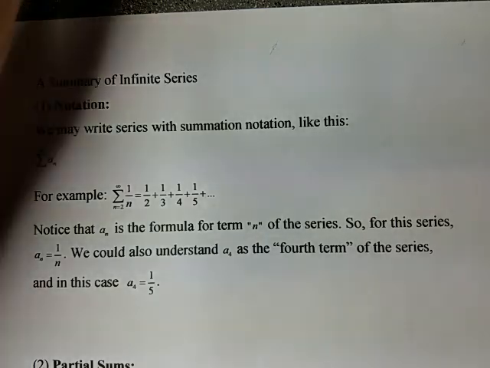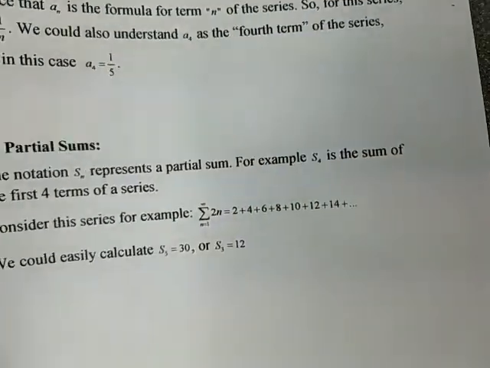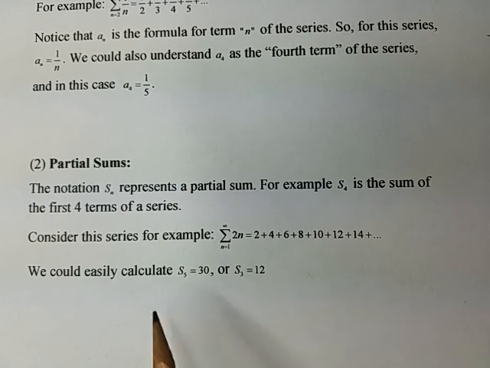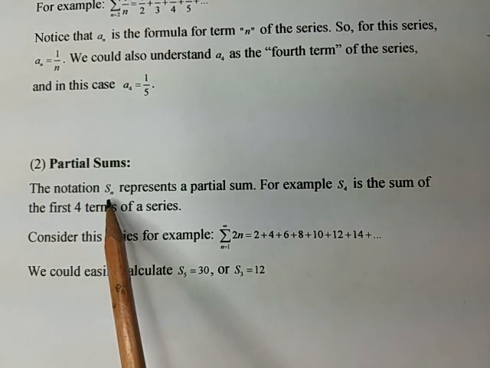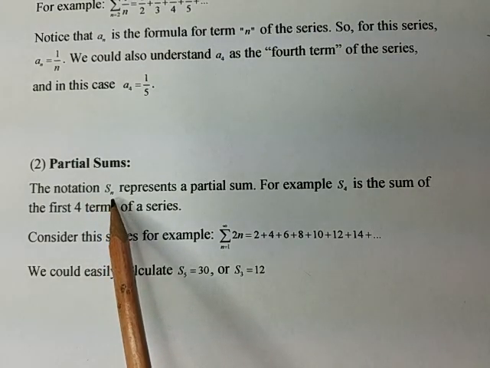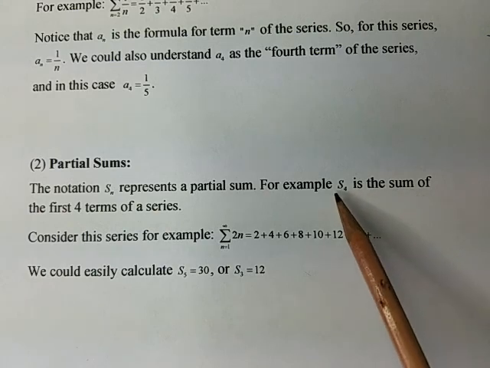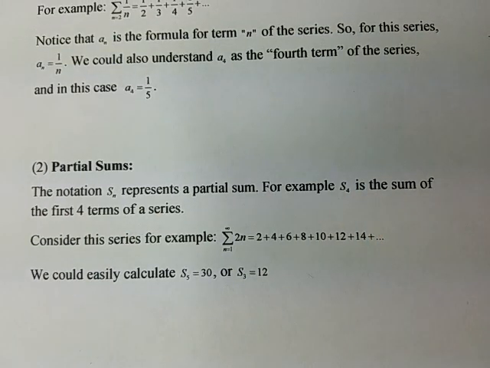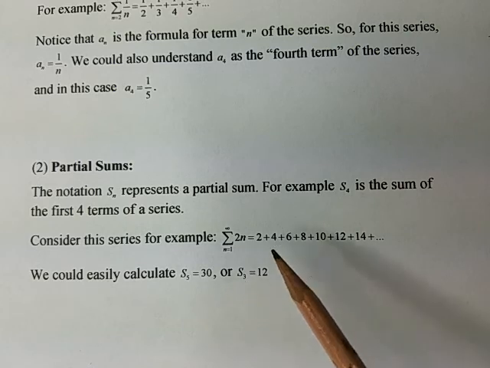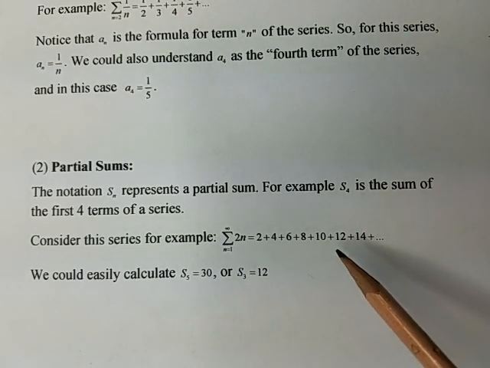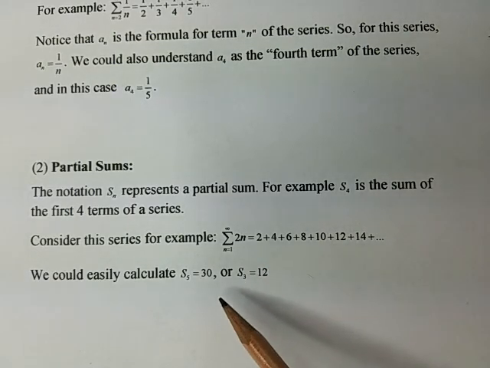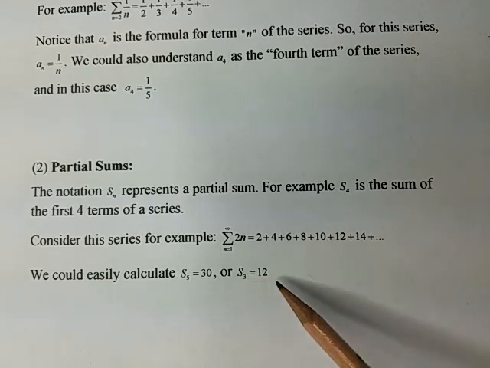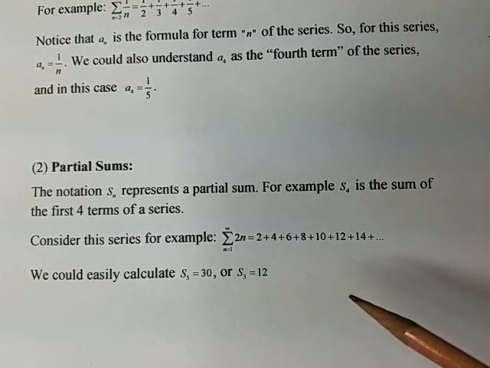Okay. So partial sums, next topic. If I put a capital S with a subscript of n, that represents a partial sum. S with a subscript of 4 is the sum of the first 4 terms of a series. So if you take a series and I say calculate, for example, S5, I'm just saying in that series, add up the first 5 terms. You'll get 30. If you add up the first 3 terms, you'll get 12. That's what a partial sum is, okay?